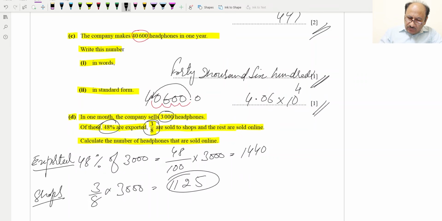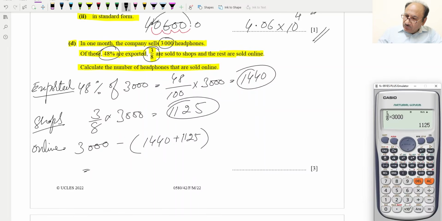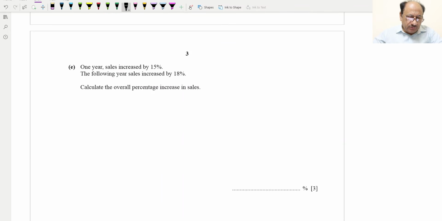So we will subtract these two numbers from 3000, and this will be online selling. It will be 3000 minus 1440 plus 1125, which results in 3000 minus, in brackets, 1440 plus 1125, bracket close, and this is equal to 435 headphones. So 435 are sold online. This was a 3-mark question which we are done with. Hopefully you understood this.